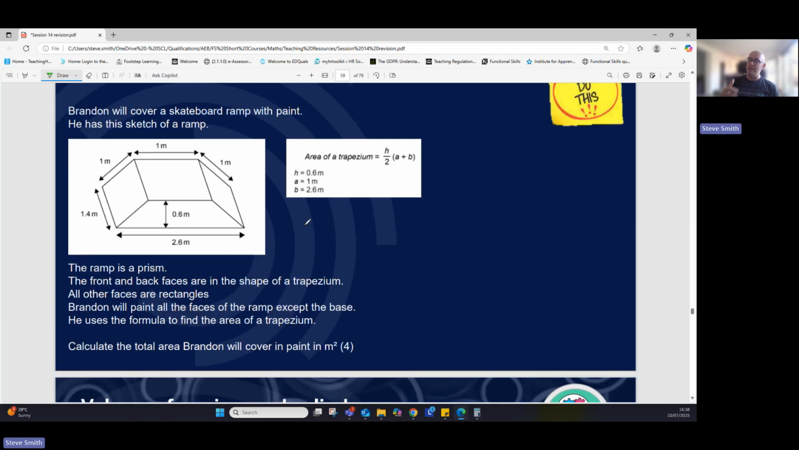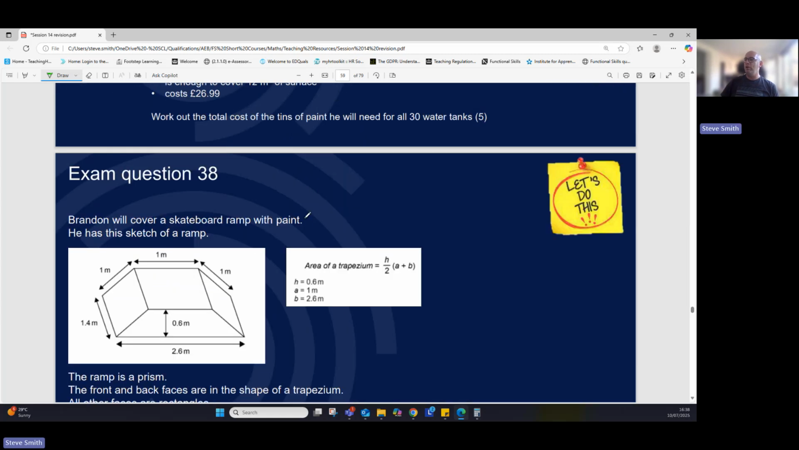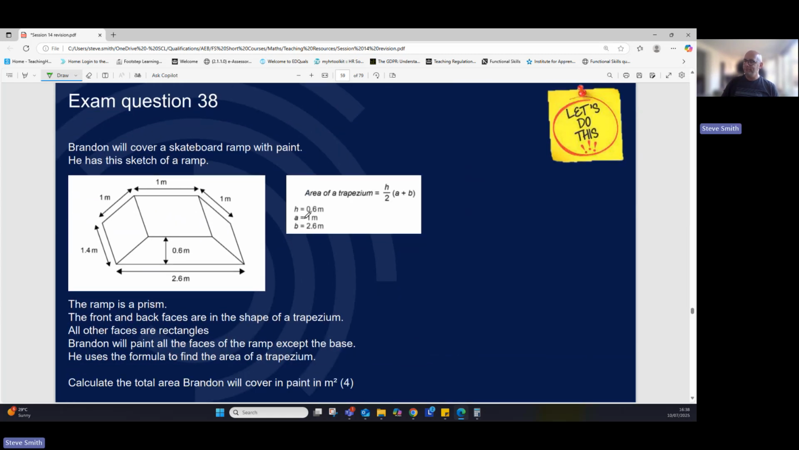Skateboard ramp, we're painting again. As you can see, there's a lot of painting going on with these exams. And with painting, there's always meters and centimeters or feet. We've always got something going on, but this one seems quite straightforward.